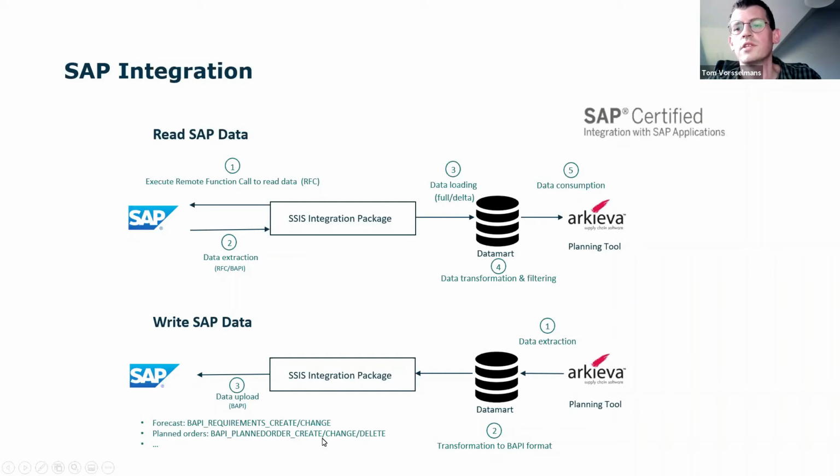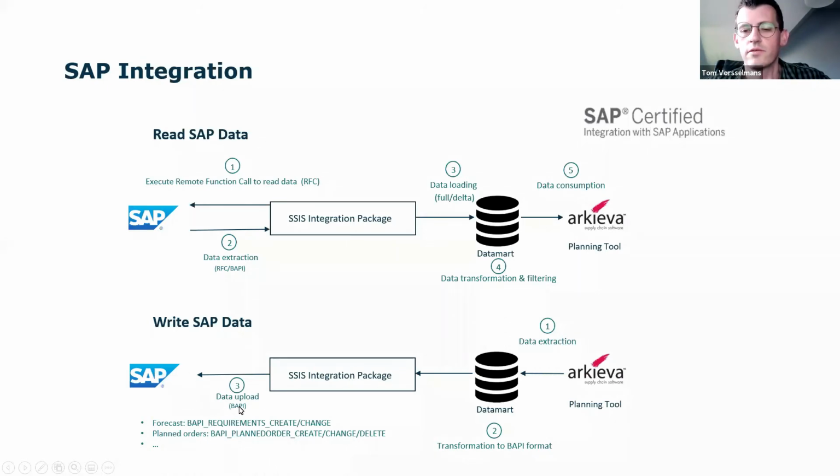Also, uploading is often necessary. For example, the output of a planning tool can be forecast or planned orders that often need to flow back to the ERP system. So there, the planning tool is the source. So we extract the data, we transform it to the format that the target expects. And then with our SES packages, we upload it back into SAP.